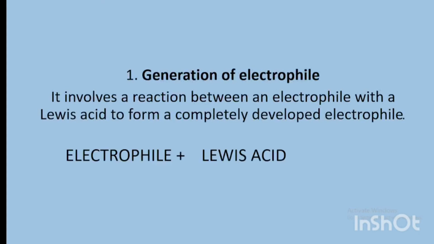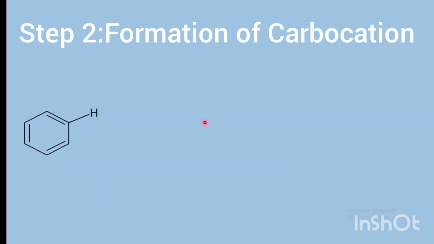Step number one involves formation of electrophile, and this particular step involves a reaction between an electrophile with Lewis acid to form a completely developed electrophile. So this is basically what happens during this step. We just want to have a fully developed electrophile. Benzene is stable, and so we need to have a very strong electrophile which can react with benzene. And that's why this step is important, because it gives us a very strong electrophile which can react with benzene.